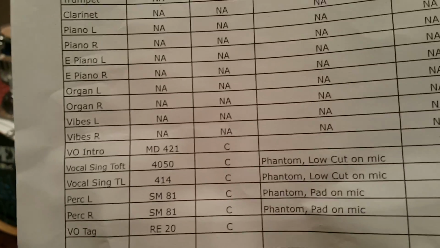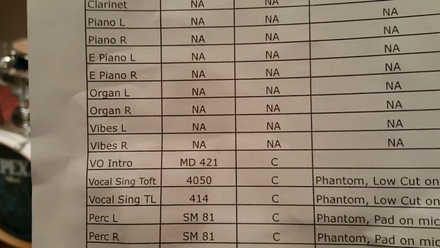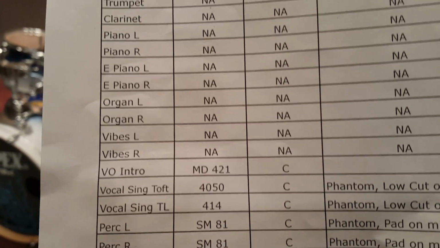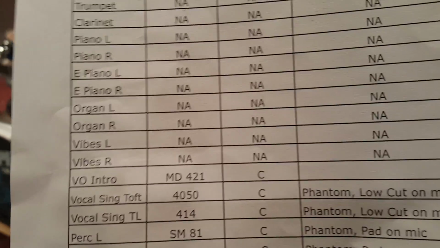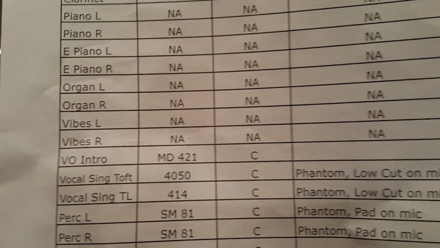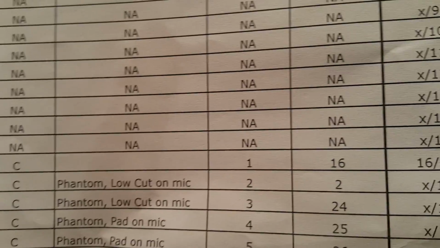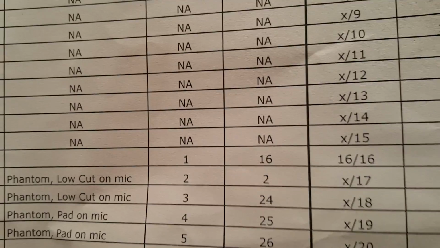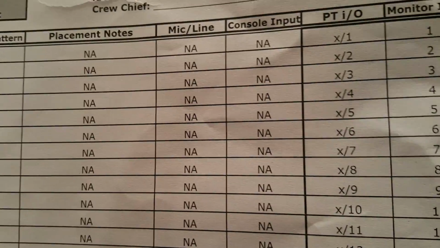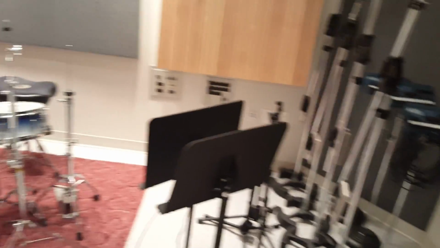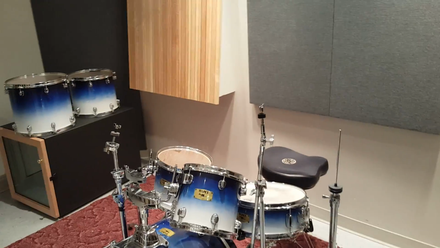Now, the way that I know that I want to go into mic input 1 is all based off my input sheet. We are doing the VO intro in the Audient room, so we're going to follow that track. It tells us that we're using the MD421 set to cardioid. There are no specific placement notes, but it does tell me that I want to be in mic line number 1. We're going to route that to mic input 16 of the console. So we'll look at the mic input sheet again once we get into the control room.